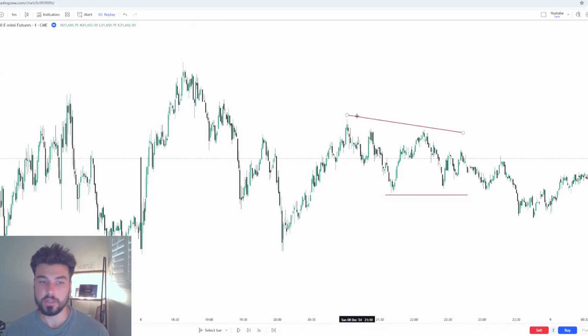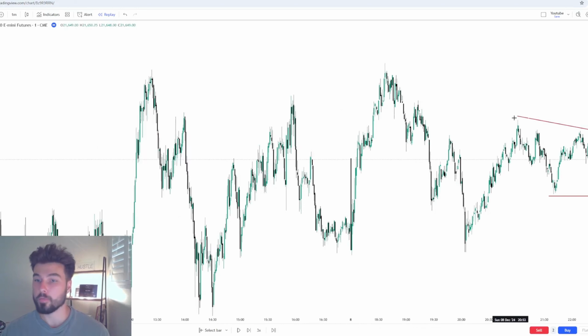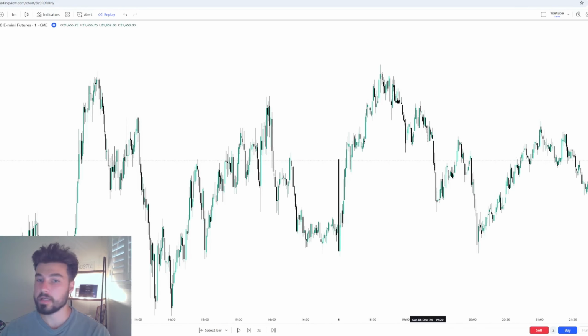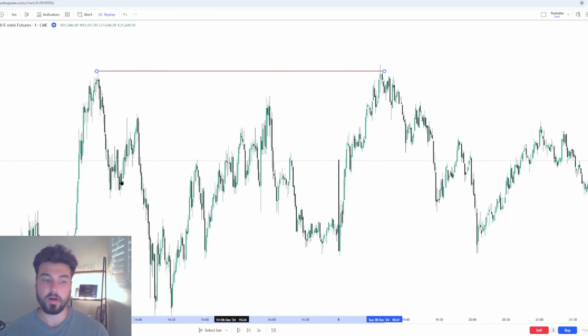I want to put myself in positions where it's more probable or more favorable. Here is a good example from the Asian session. Perfect example here, guys. So we come up, we sweep this level of buy side. We've swept buy side liquidity.